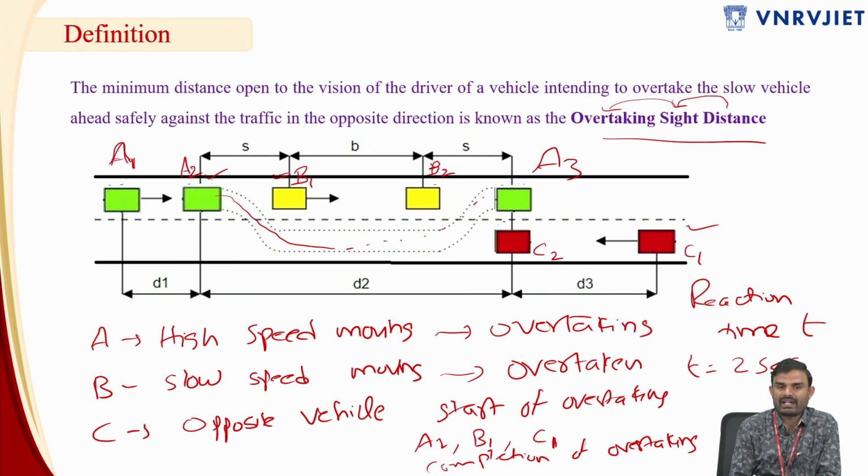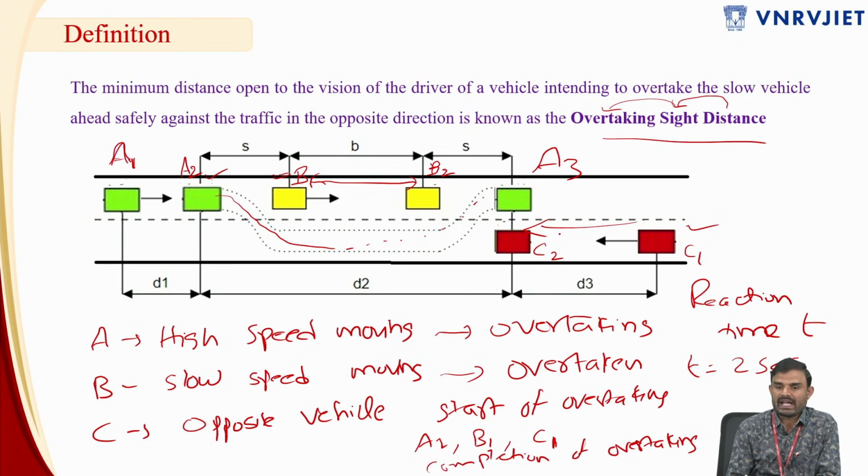I repeat, vehicle A will be shifting its position, overtaking the vehicle coming onto the next lane, and will be shifting to the same lane at position A3. In the meanwhile, vehicle B is only traveling from B1 to B2. So in this entire overtaking operation, vehicle C is going to move from C1 to C2.